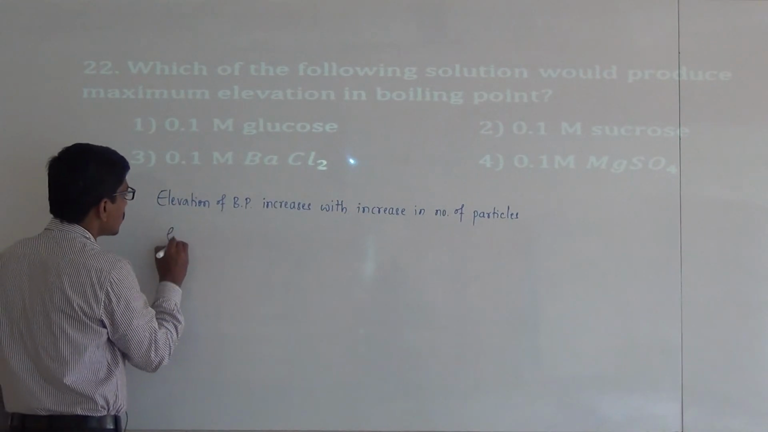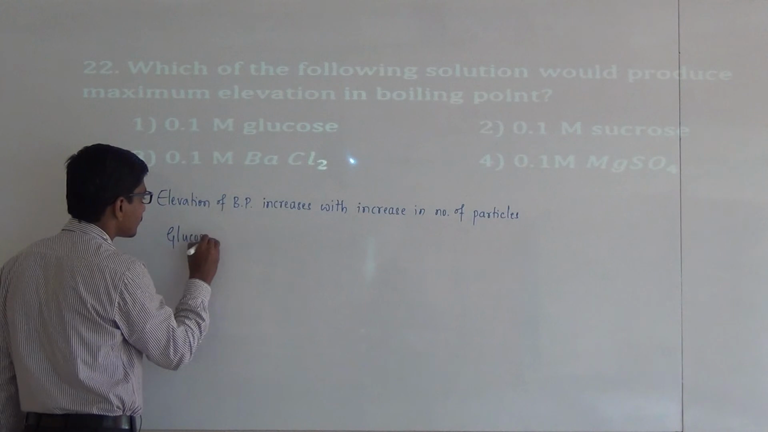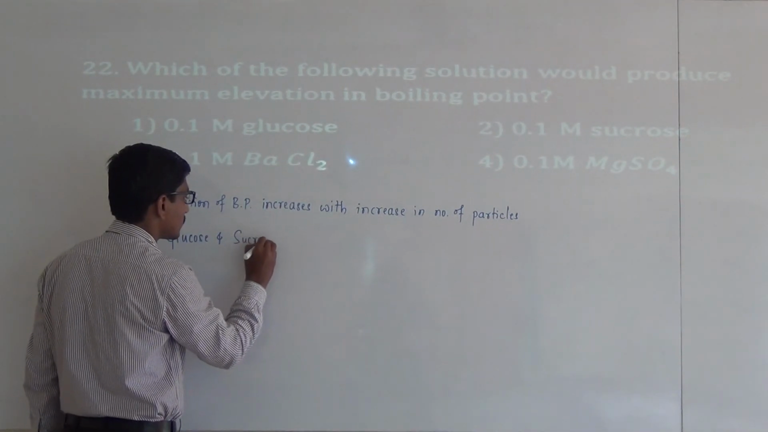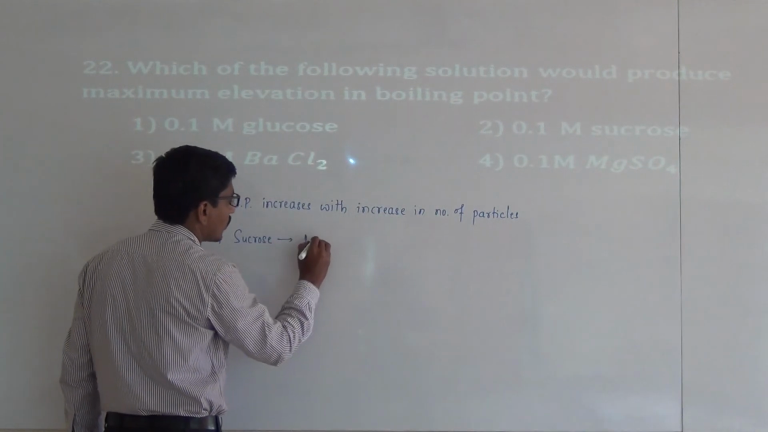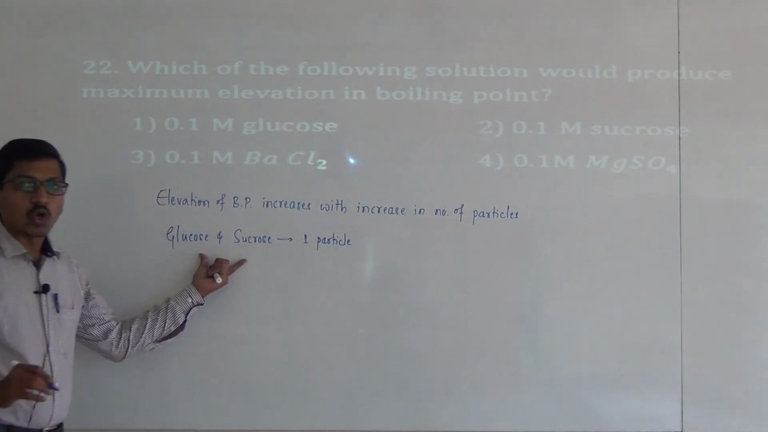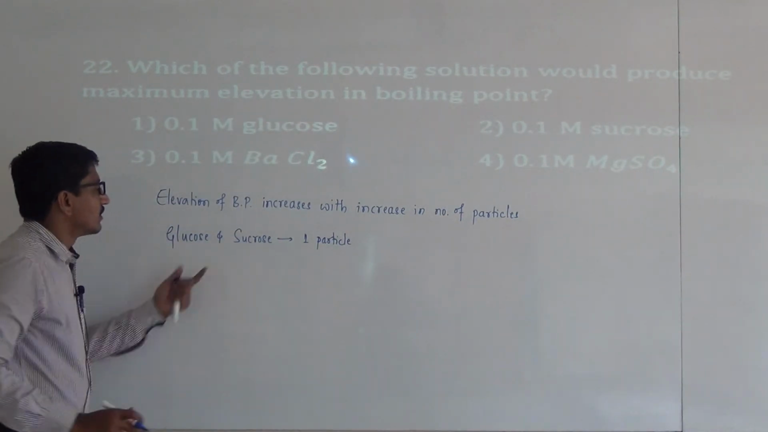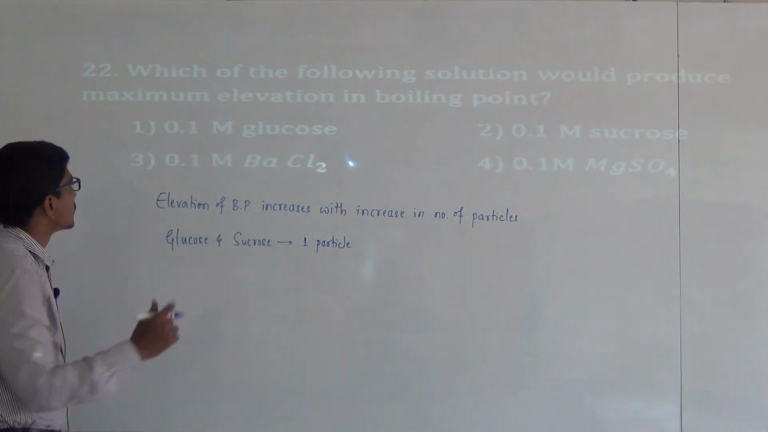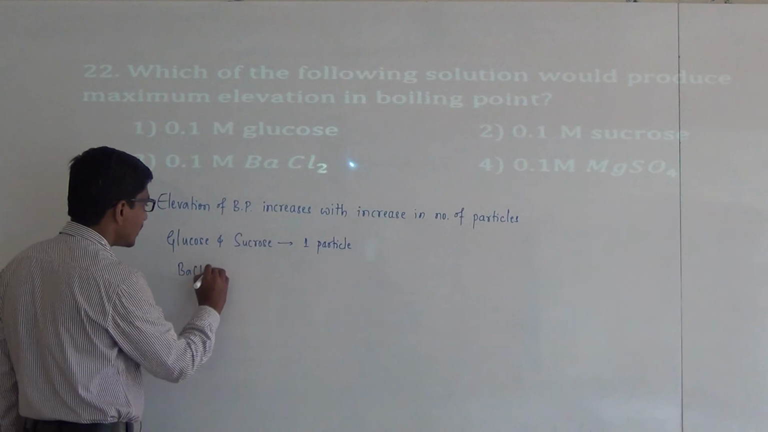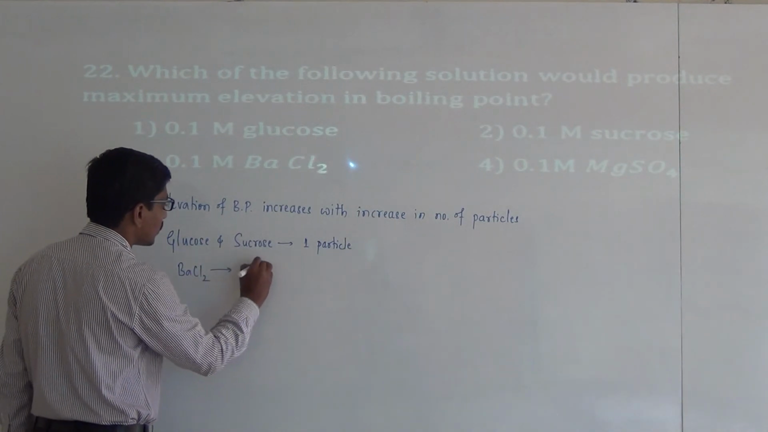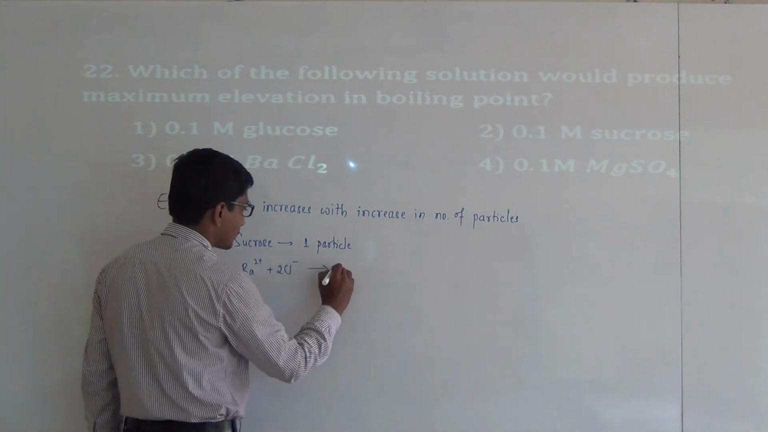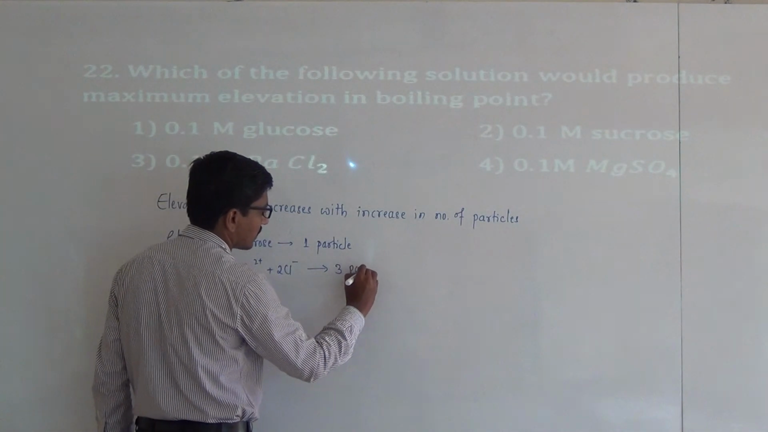Glucose and sucrose contain only one particle, because these are non-electrolytes, they neither associate nor dissociate. Third one is barium chloride. BaCl2 dissociates into Ba2+ and 2Cl-. Number of particles is 3.